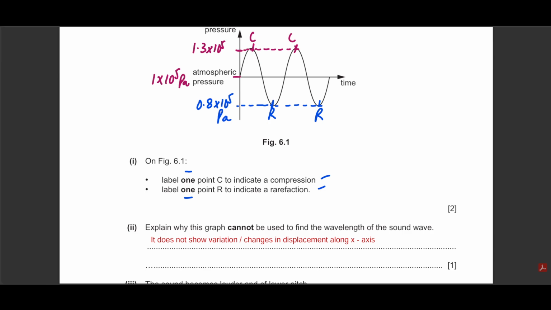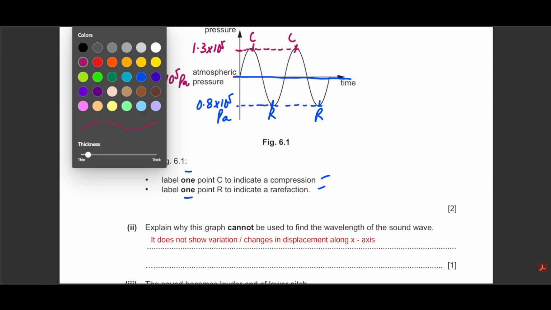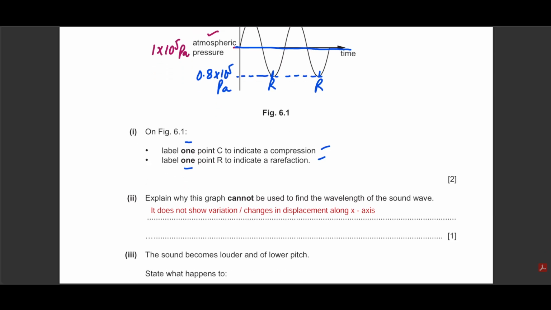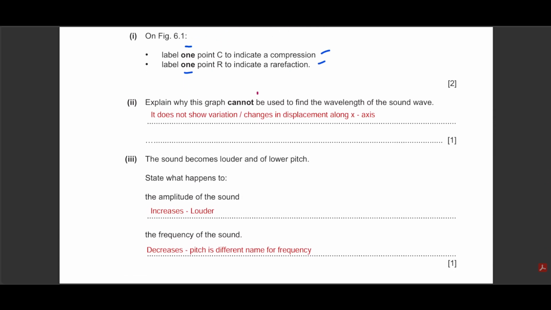Again, no problem. Now, be advised that this line does not represent zero pressure. This represents atmospheric pressure. For example, if no sound was being produced, what would have happened to the air particles? They would have stayed in their own positions, or they would be vibrating or randomly moving through air, producing atmospheric pressure. Explain why this graph cannot be used to find wavelength.